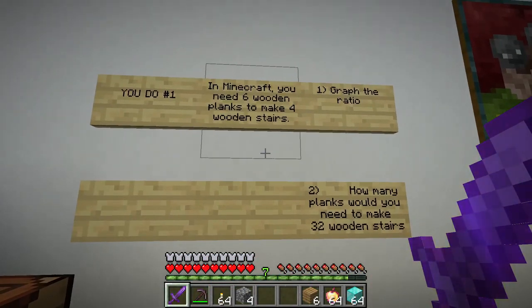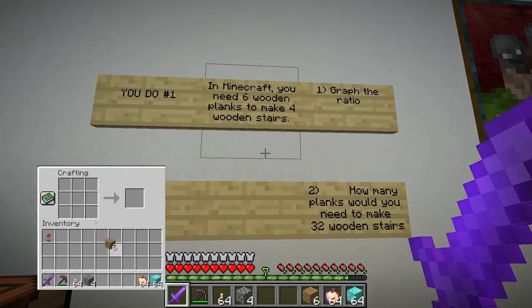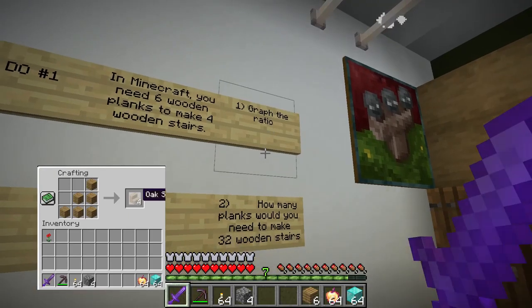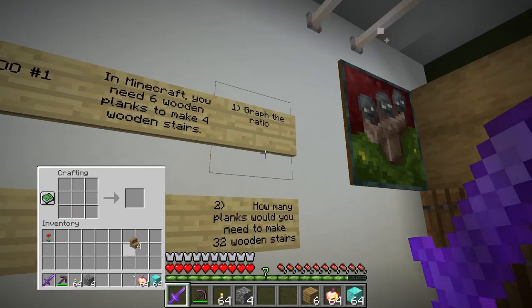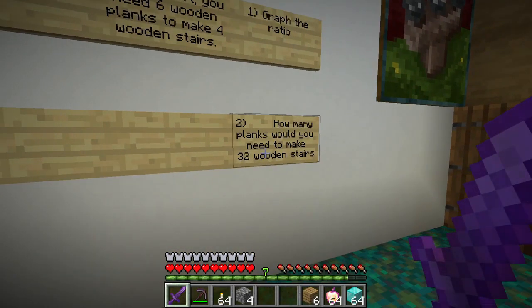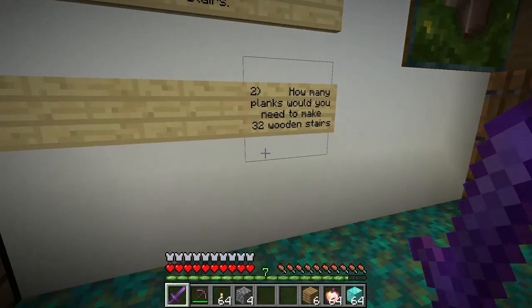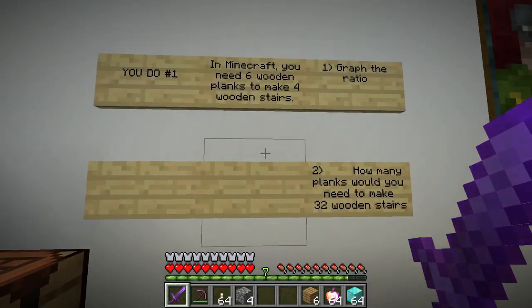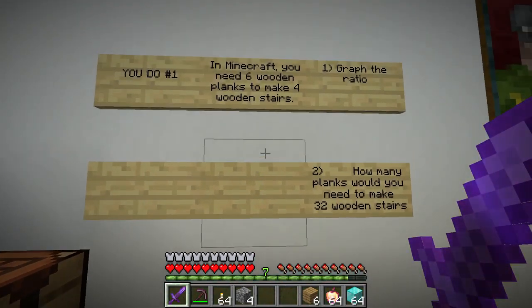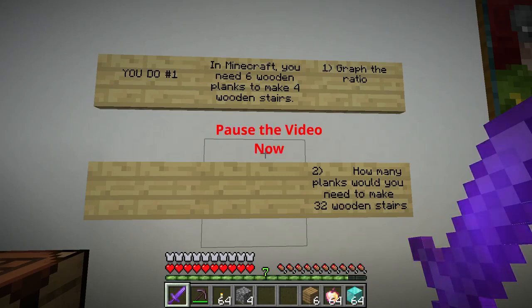For our you-do problem, in Minecraft, you need 6 wooden planks to make 4 wooden stairs. The first thing that you're going to do is graph the ratio, and then after you graph it, you are going to figure out how many planks you would need to make 32 wooden stairs. So again, you're graphing the ratio, and figuring out how many planks you would need to make 32 wooden stairs.